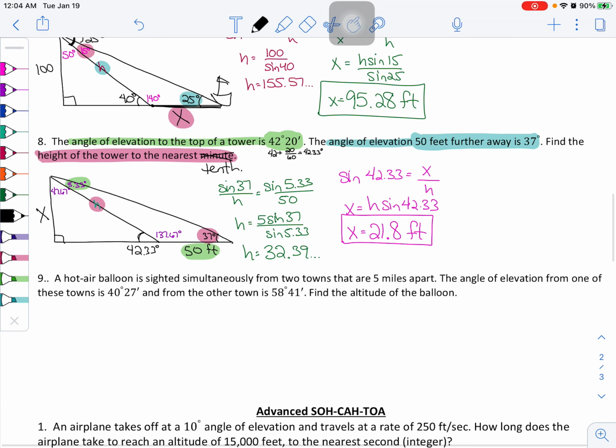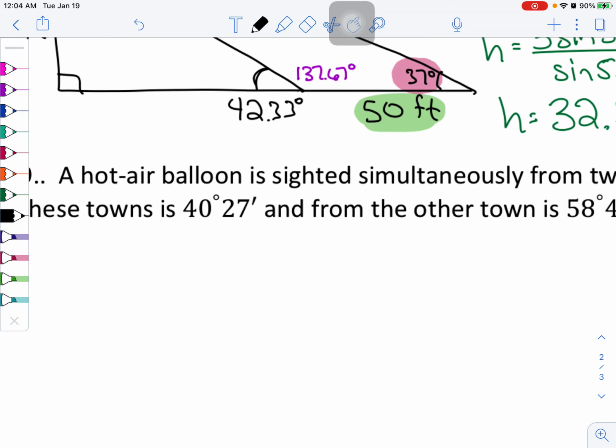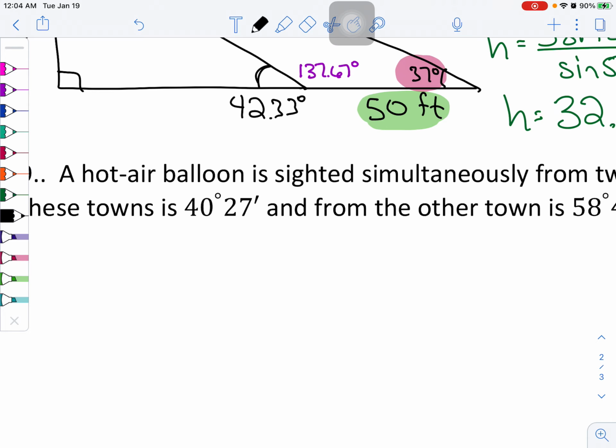All right. A hot air balloon is sighted simultaneously from two towns that are 5 miles apart. The angle of elevation from one of these towns is 40 degrees 27 minutes, and from the other is 58 degrees 41 minutes. So what I'm going to do first is zoom in on those degrees and minutes, and convert both of these into a decimal that I can work with.